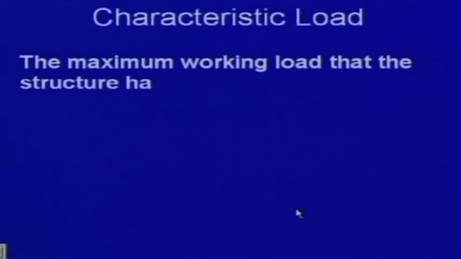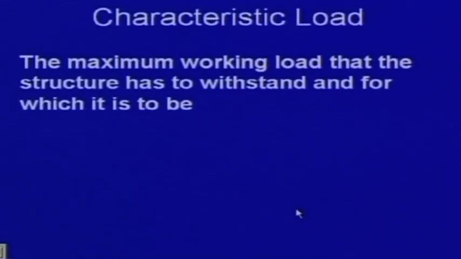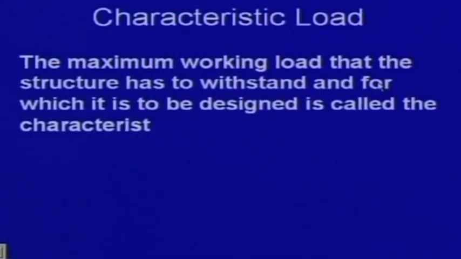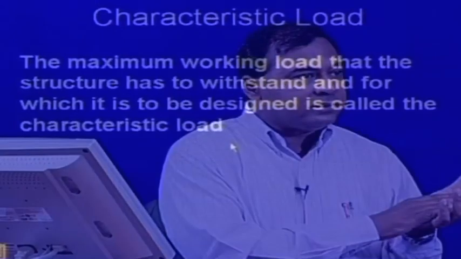Similarly, we have the characteristic load also. The maximum working load that the structure has to withstand and for which it is to be designed is called the characteristic load. So, we have one part, the characteristic strength, and the other one from the load point of view, that will be the maximum safe load, the maximum load it can take. So, that one also you have to consider. These are the two parts we have to consider in our design.